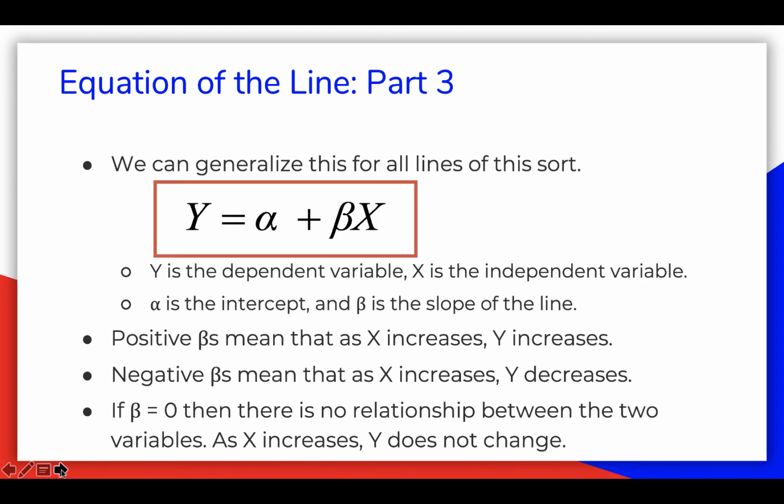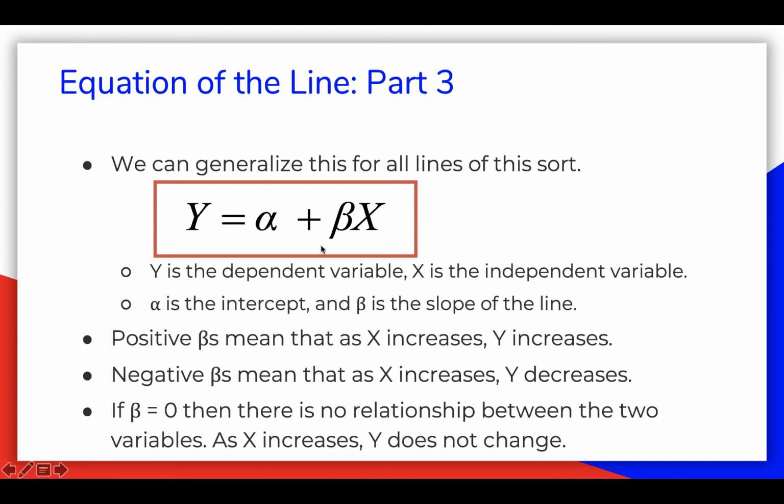So we can generalize this equation. It will look like this: Y equals alpha, which is our intercept, plus beta, which is our slope, times x. So y in this case is the dependent variable of how many items you can recall. X is the independent variable, which is how many volts you received. Alpha is the intercept, and again, beta is the slope of the line.